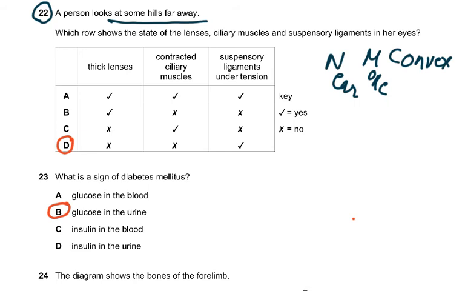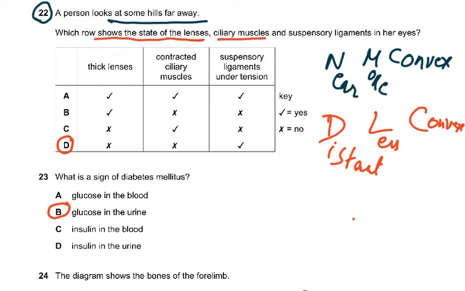22, a person looks at some hills far away. So we have to remember these two mnemonics: near, more convex; distant, less convex. And then we have to remember how does the lens. So when you're looking at something far away, which row shows the states of the lens, ciliary muscles, and suspensory ligaments in the eyes? So thick lenses, will it be distant, less convex? So then it has to be either these. Contracted ciliary muscle, no. Suspensory ligaments are under tension, yes. Why? Because they have pulled the lens thin.